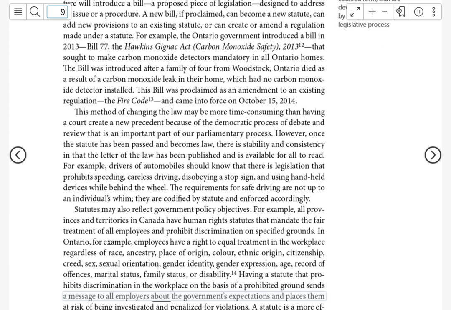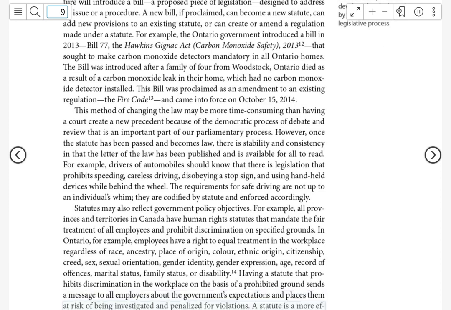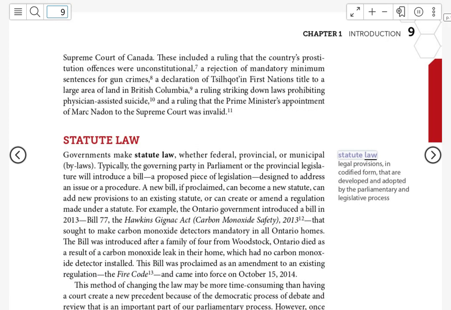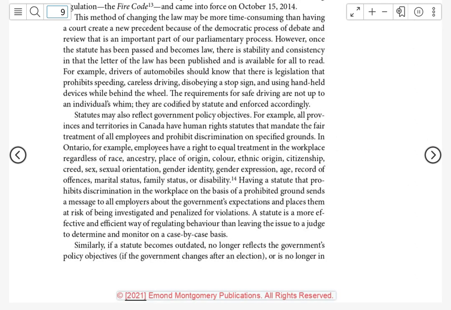Having a statute that prohibits discrimination in the workplace on the basis of a prohibited ground sends a message to all employers about the government's expectations and places them at risk of being investigated and penalized for violations. A statute is a more effective and efficient way of regulating behavior than leaving the issue to a judge to determine and monitor on a case-by-case basis. Similarly, if a statute becomes outdated, no longer reflects the government's policy objectives, or the government changes after an election, it may be repealed. Statute law is legal provisions, in codified form, that are developed and adopted by the parliamentary and legislative process.